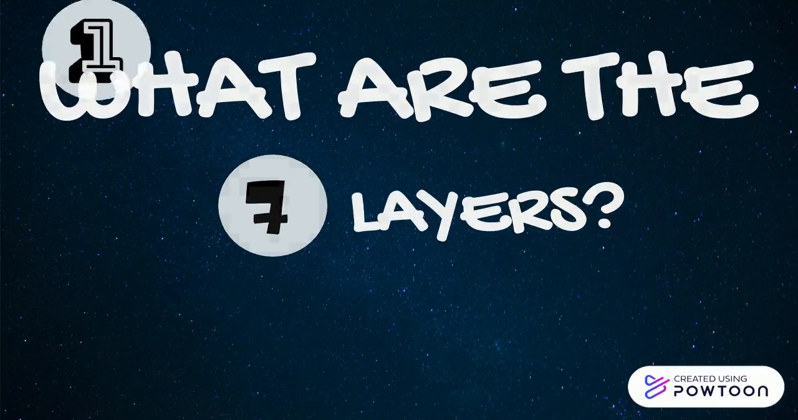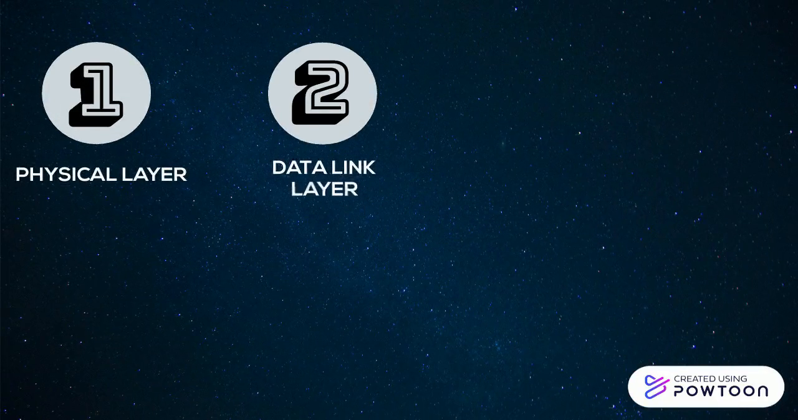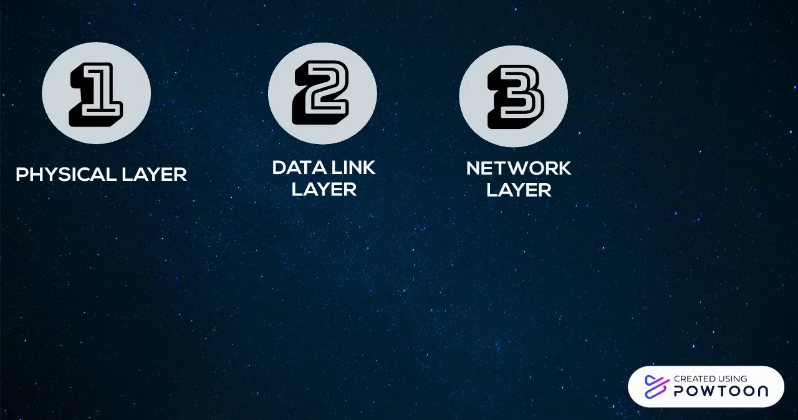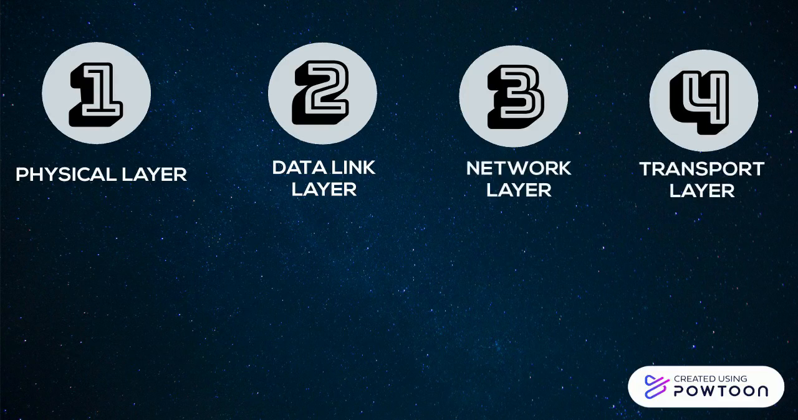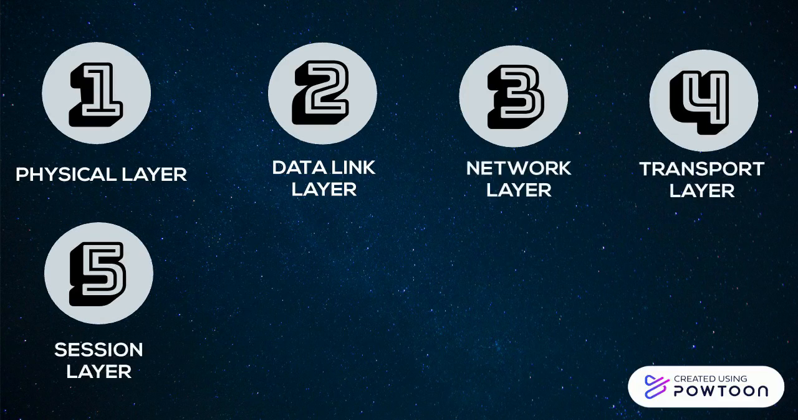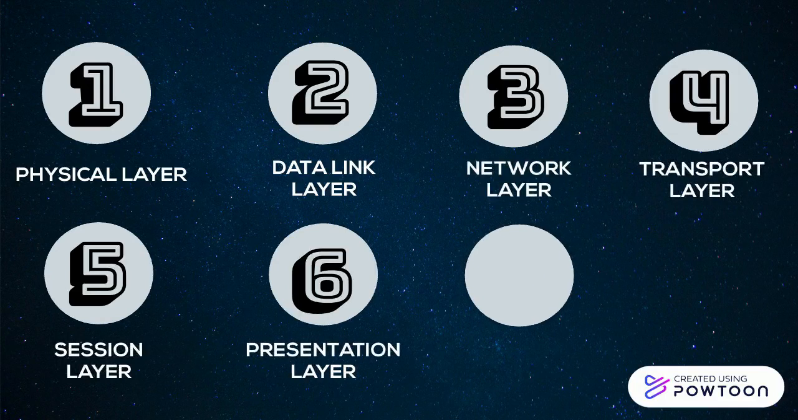The first one is the physical layer, the second one is the data link layer, the third one is the network layer, the fourth one is the transport layer, the fifth one is the session layer, the sixth one is the presentation layer, and finally the last layer, which is the application layer.